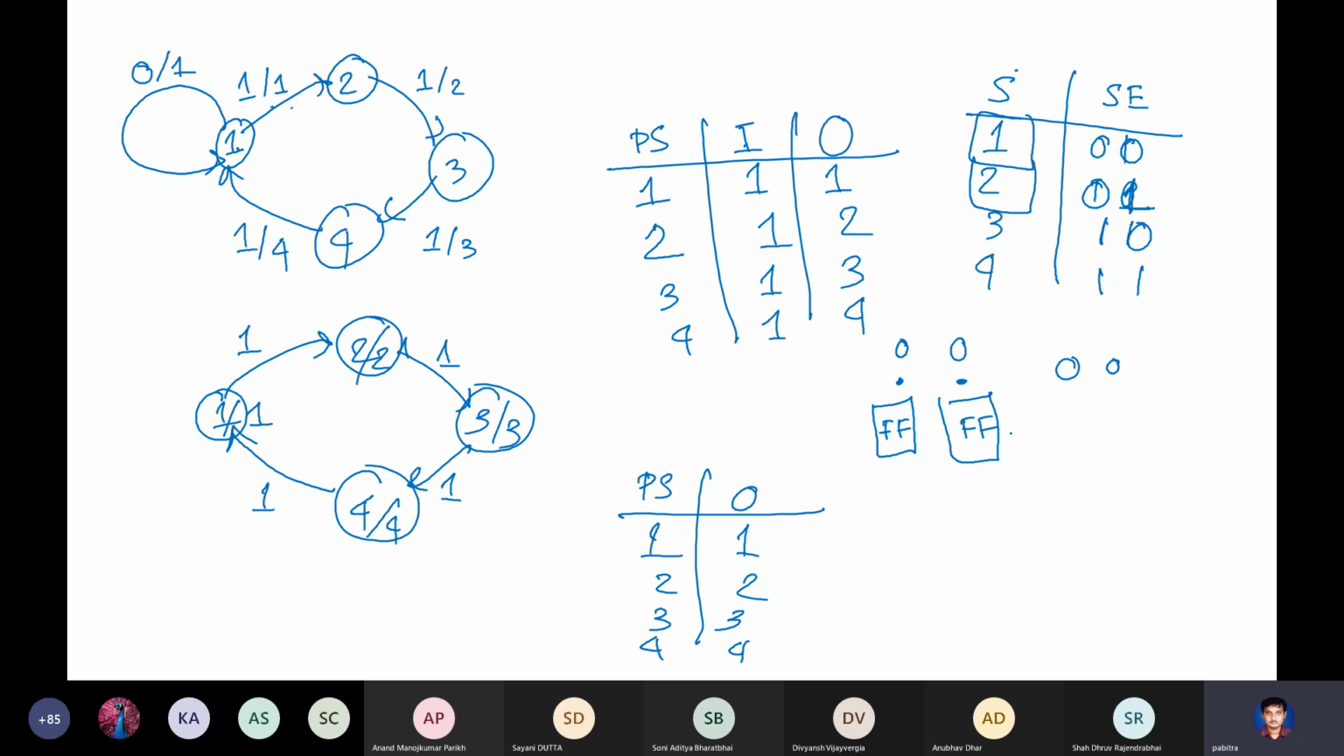and usually these are called flip-flops. There is an alternate called latches also. We'll use flip-flops, and there will be 1 flip-flop per bit. So for this state encoding 1, 2, 3, 4, you will need 2 flip-flops. You'll need 2 flip-flops to store these values.